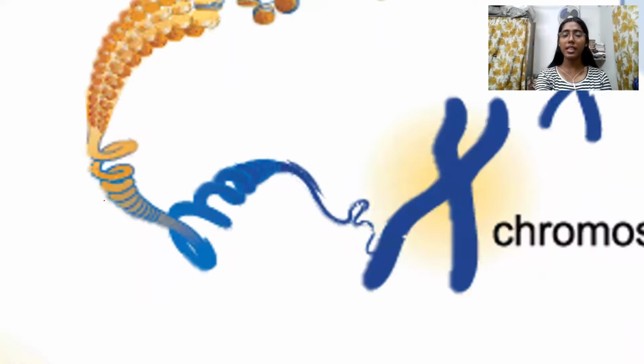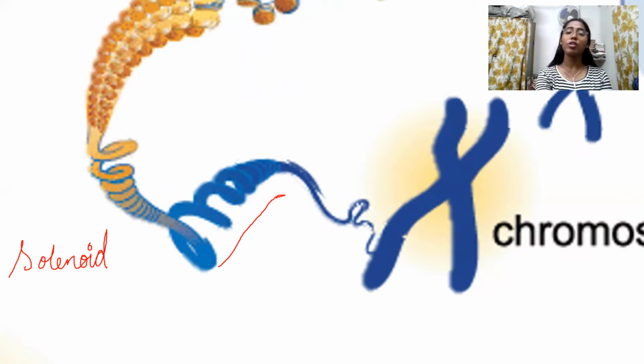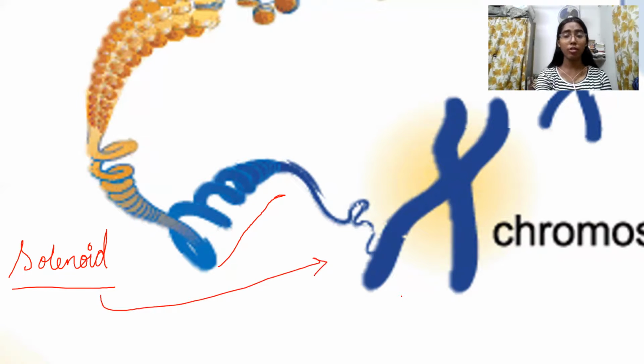After this, the DNA forms a solenoid-like structure. What structure does it form? Please repeat. It forms a solenoid-like structure. Now, you must be wondering, what is a solenoid? Please pay attention to this. A solenoid is similar to a telephone wire. Have you ever seen a telephone wire, the way it is coiled around? That type of structure is called a solenoid. So it coils around and forms a solenoid-like structure. This solenoid-like structure on further condensation forms a chromosome.